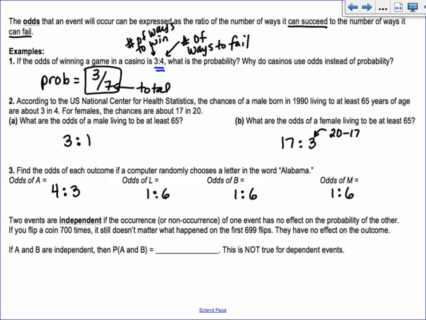So an example, if you flip a coin 700 times, it doesn't matter what happened on the first 699 flips. You could possibly get heads for 699 flips. It's not going to happen, but you could get heads for 699 flips. It has no effect on that 700th flip. It's still a probability of 1/2. So if A and B are independent, then the probability of A and B occurring is just the probability of A times the probability of B. This is not true for dependent events, so be very careful. Don't just assume that you can't draw a tree or think about a tree. You should always be thinking back to those probability trees that we did.